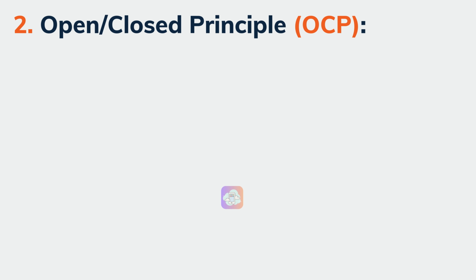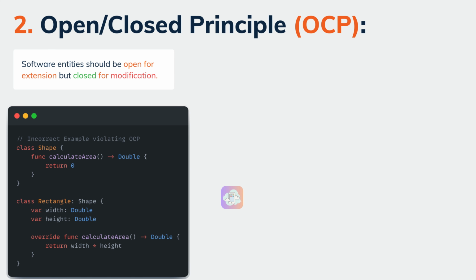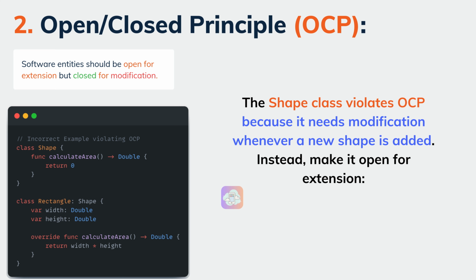Second, open-closed principle, or OCP. It states that software entities should be open for extension but closed for modification. Let's look at a simple case with shapes. The shape class violates OCP because it needs modification whenever a new shape is added.